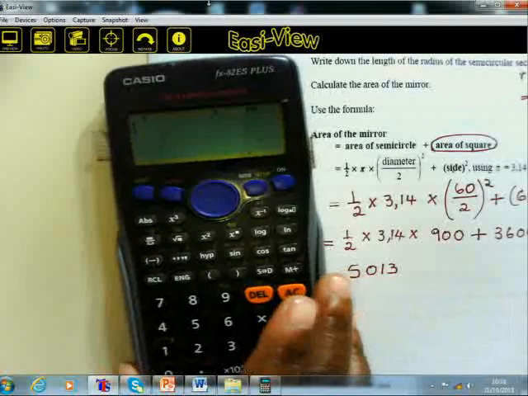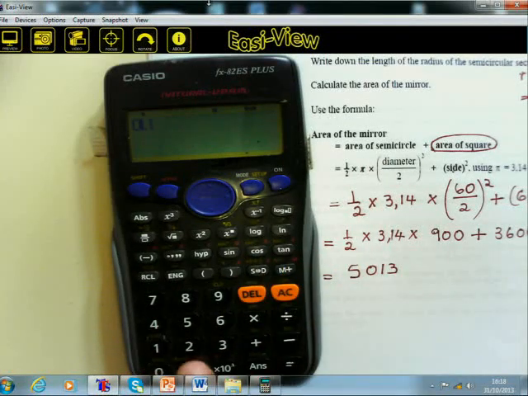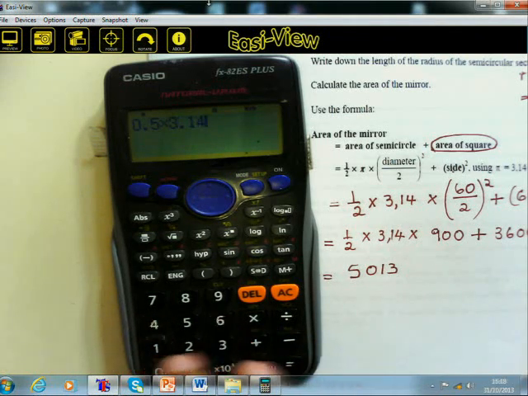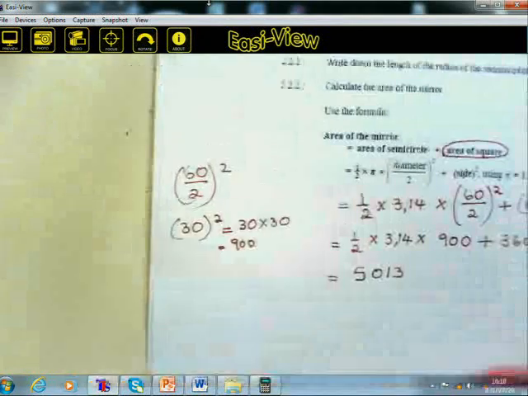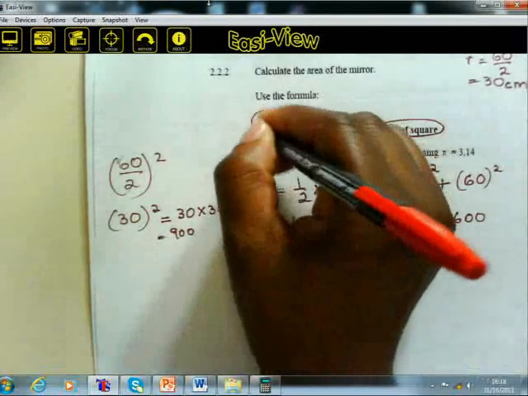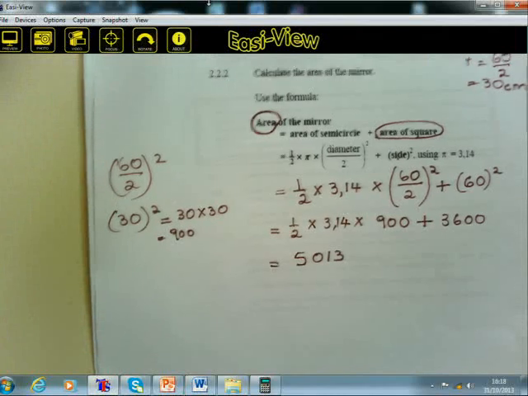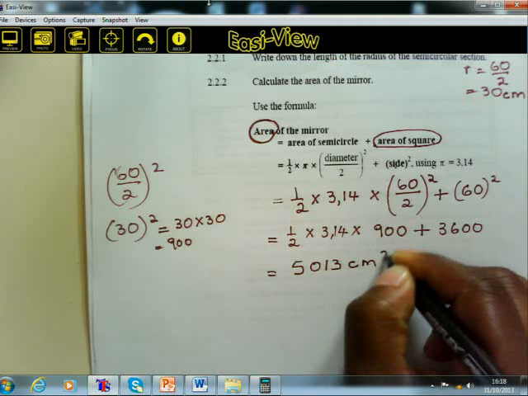Double check, because it might happen that you didn't press another number there by mistake. 0.5 multiply by 3.14 multiply by 900 plus 3,600 equals to 5,013. What will be the unit? When we are calculating the area, what will be the unit? Remember, we are working in centimeters, so the unit in this case will be centimeter squared.